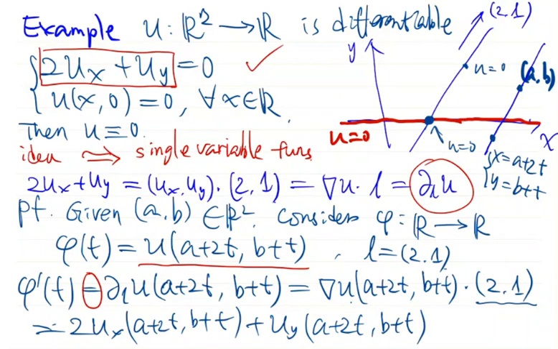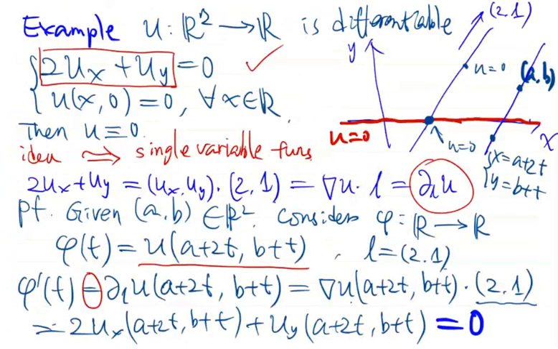Now we can apply the equation, because u satisfies the equation given in the problem. We see that 2ux plus uy is 0 at every point. So by the equation, the result is 0. Therefore, the derivative of phi is identically 0. So phi is a constant function.